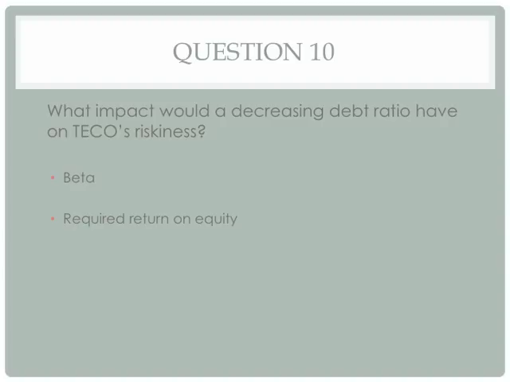Question 10. What impact would a decreasing debt ratio have on TICO's riskiness? If the debt ratio of TICO is consistently decreasing, the riskiness of the company will also decrease. The beta will be lower, and that will cause a decrease in the required rate of return.